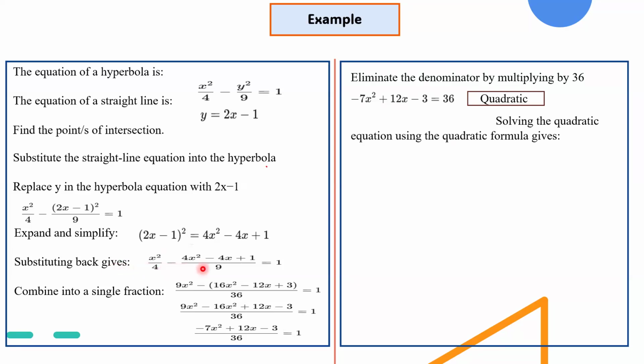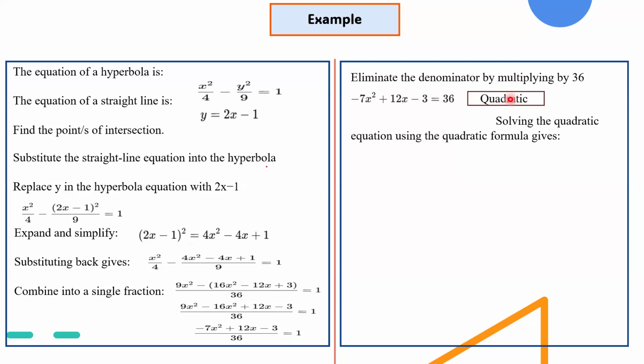we combine it into a single fraction by finding the LCM. So it becomes 9x squared minus 16x squared plus 12x minus 3 over 36, which is our LCM, equals 1. After that, we simplify, subtracting the 16x squared from 9x squared, which gives us negative 7x squared. We eliminate the denominator by multiplying both sides by 36, so we end up with negative 7x squared plus 12x minus 3 equals 36.